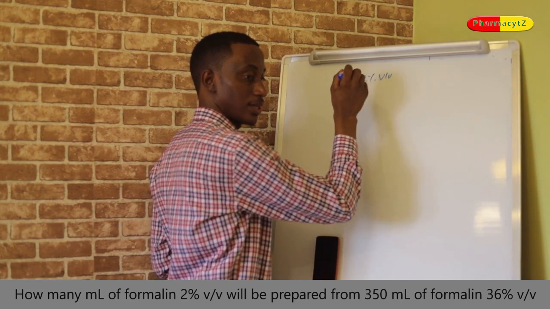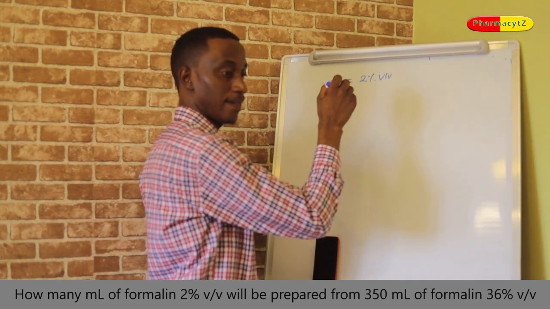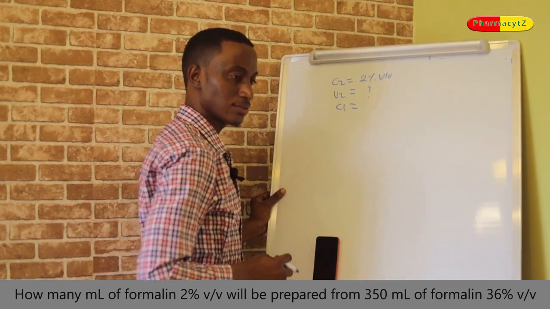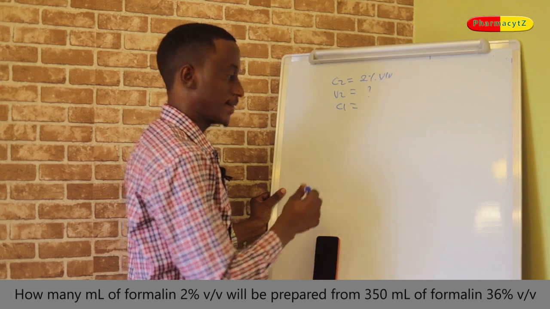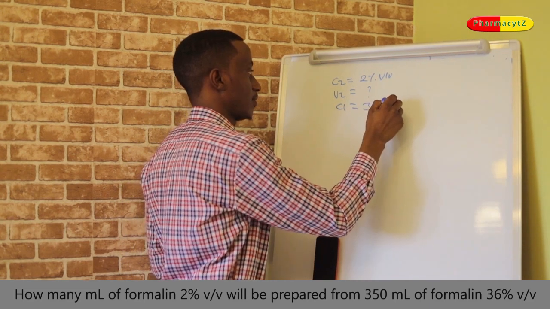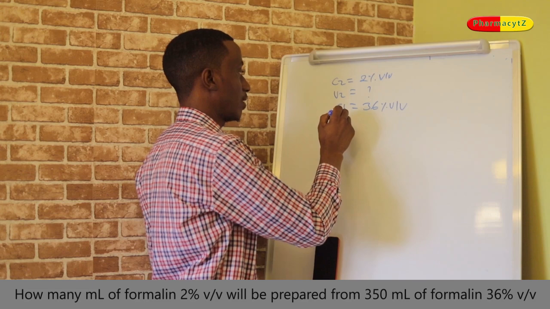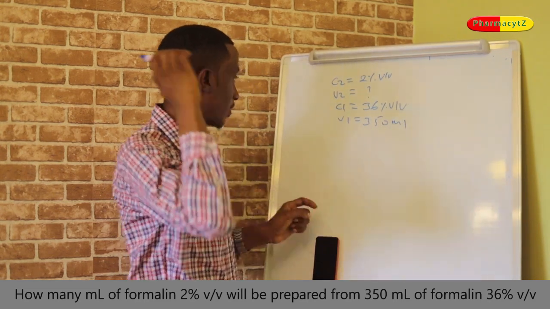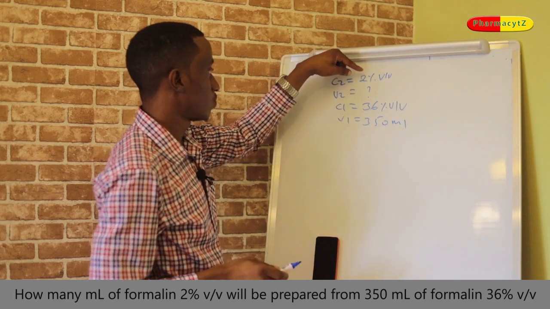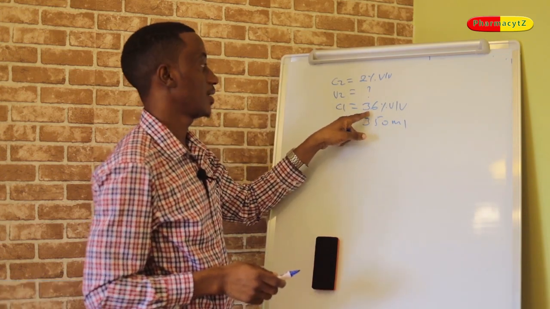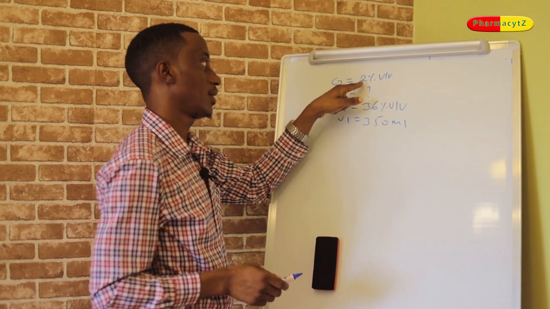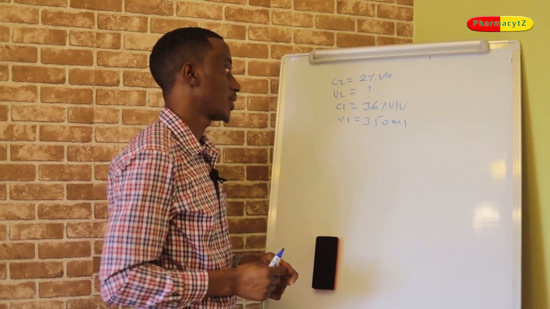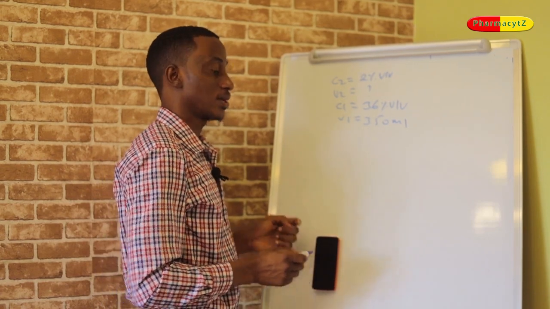Volume in volume. Then we don't know how much volume 2 is. Concentration 1 is 36% volume in volume, and volume 1 is 250 ml. You can easily note that the higher is concentration 1, and the one which is less is concentration 2. Volume 2 we are looking for, and volume 1 is available.